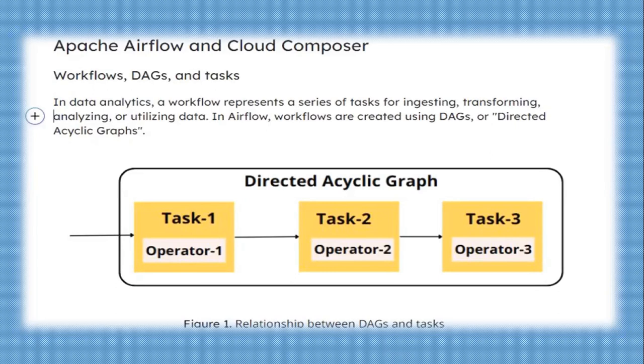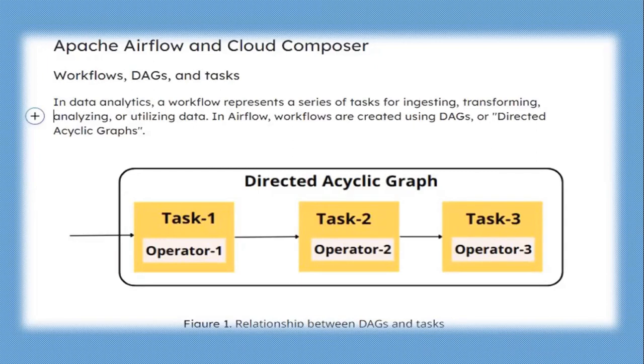And one more thing, in a directed acyclic graph, each task is going to be created using one operator. Operator is nothing but a task creator. In other words, we can say simply in the Python language, it is a class. So using that class, you can create a number of tasks in the DAG itself.